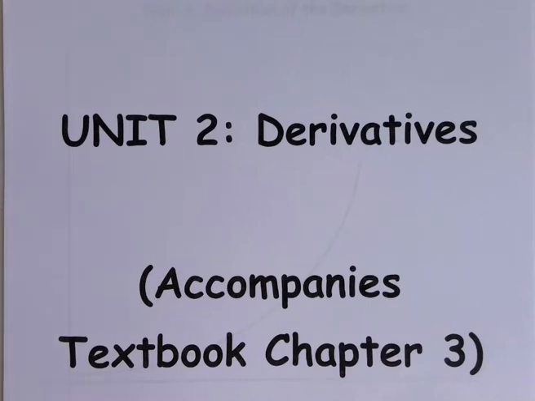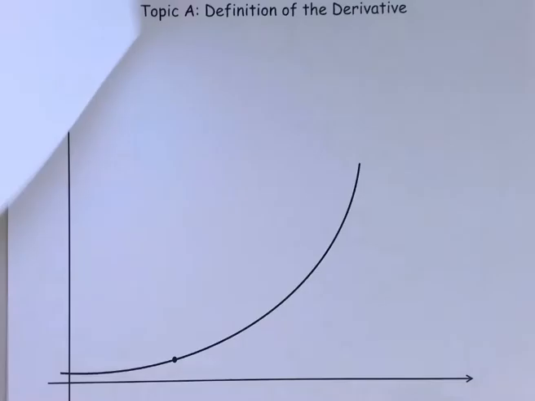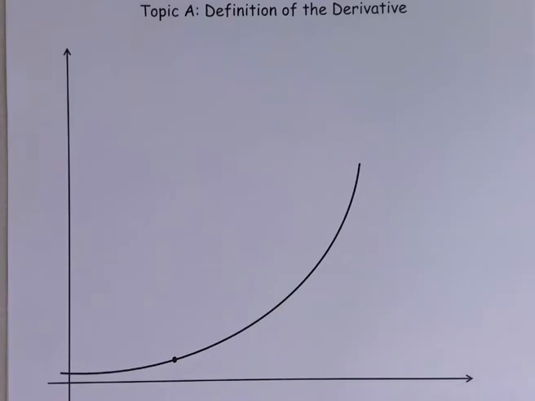This is Math 151, and we're beginning Unit 2 in your textbook. That's actually Chapter 3, on the topic of derivatives. In Topic A, we'll explore the definition of the derivative, and this is actually going to build off of one of the exercises that you did in the very last classwork assignment, the applications of limits.